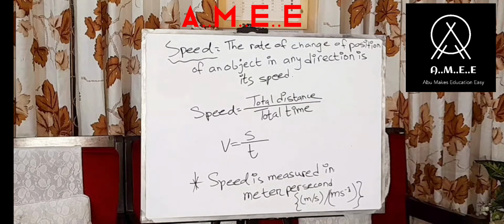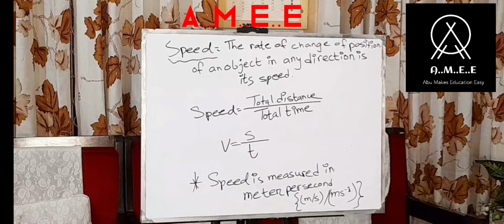For example, suppose from Gulistan to your home the road is 10 kilometers. If you go to Gulistan from your home, you will cover a distance of 10 kilometers. Again, when you come back to your home from Gulistan, you again cover a distance of 10 kilometers. So the overall distance you covered was 20 kilometers, as 10 kilometers to go and 10 kilometers to come.